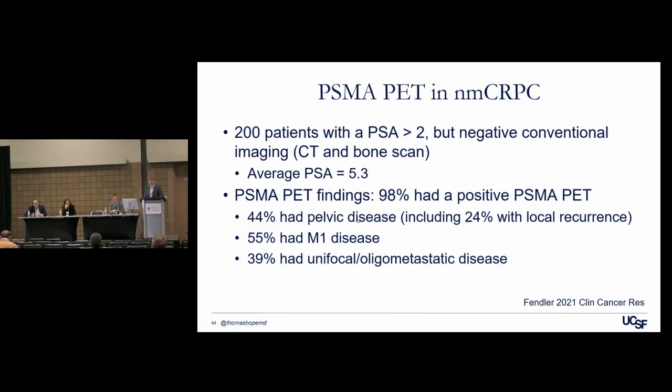This is the data in patients with M0 CRPC. We looked at 200 patients who had M0 CRPC. 98% of them had positive PSMA PETs, and 40% of those had oligometastatic disease that could be targeted using RT. So there's actually a large percent of these patients, and actually UCSF are running a trial called PILLAR, where we're taking M0 CRPC and randomizing them to get apalutamide versus apalutamide plus RT to see if the addition of oligometastatic directed RT will actually improve outcome in patients.